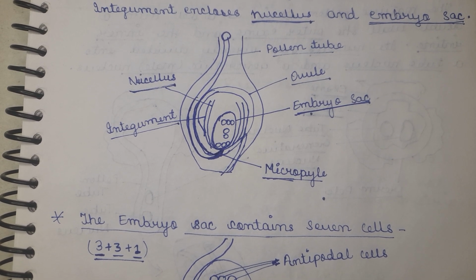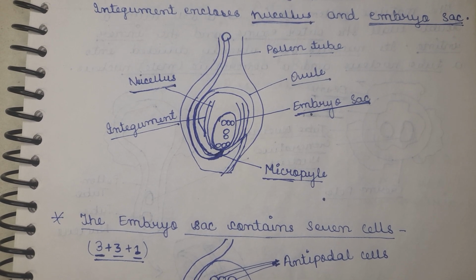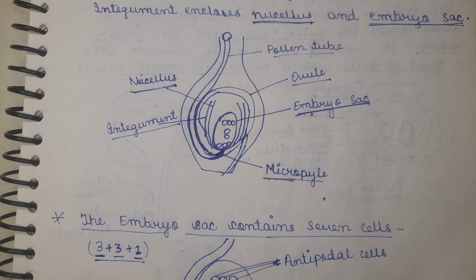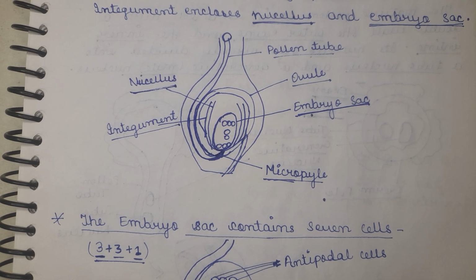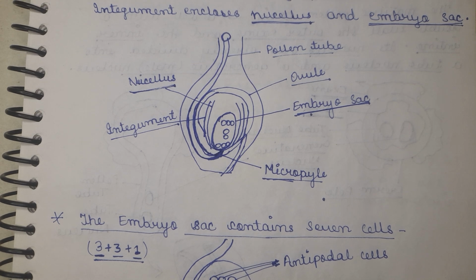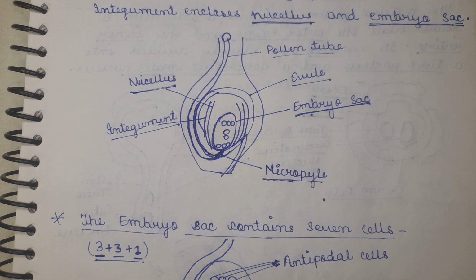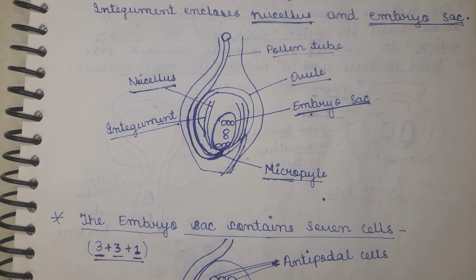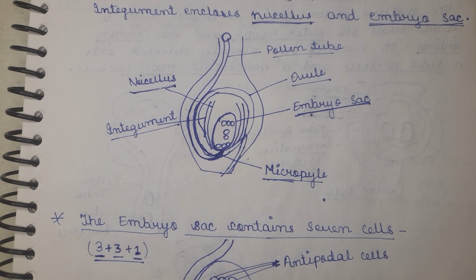Now above these synergid and egg cells there are 2 cells, but they are counted as only one cell because they are basically 2 polar nuclei. So they are divided into 2 polar nuclei, but they are named as only one central cell. They look like they are in a division, or we can also say that they are divided into 2 polar nuclei. So we are here seeing only 2 cells.